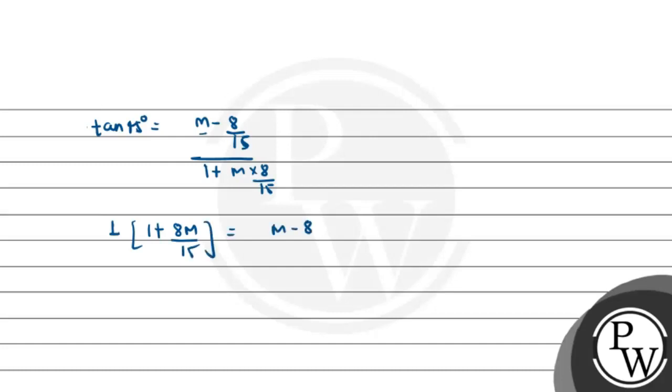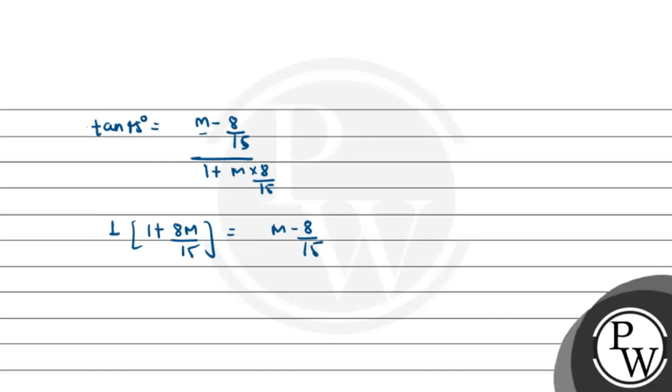So from here we can write tan 45 degrees is equal to (m minus 8 upon 15) whole upon (1 plus m1 into m2, that is m into 8 upon 15), according to the angle formula. You have to find the slope between two lines: the angle between them is 45 degrees and one slope is 8 upon 15, so you have to find the other slope. So the value of m: tan 45 is 1, and from here I can write 1 plus 8m upon 15 and m minus 8 upon 15.